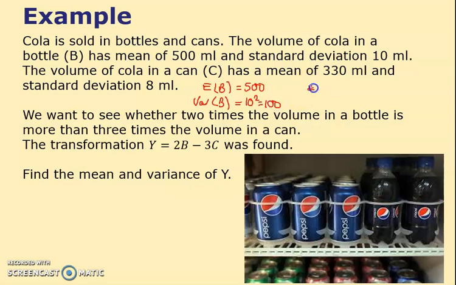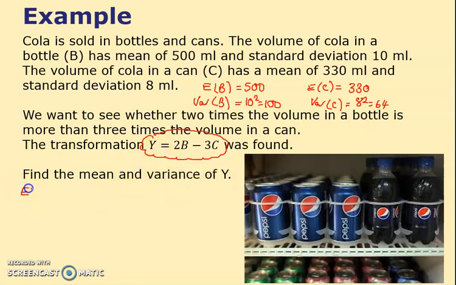Okay, the volume of Coke in a can, E of C, equals, it says 330. And the standard deviation is 8, so therefore I'm going to write the variance of C equals 8 squared, which is 64. We want to see whether 2 times the volume of the bottle is more than 3 times the volume of the can. So they produce some dodgy formula. This isn't the dodgy formula for the transformation. Usually you'll be given that. It might be a wordy version of it, but usually you're given that. And we want to find the mean and the variance of y.